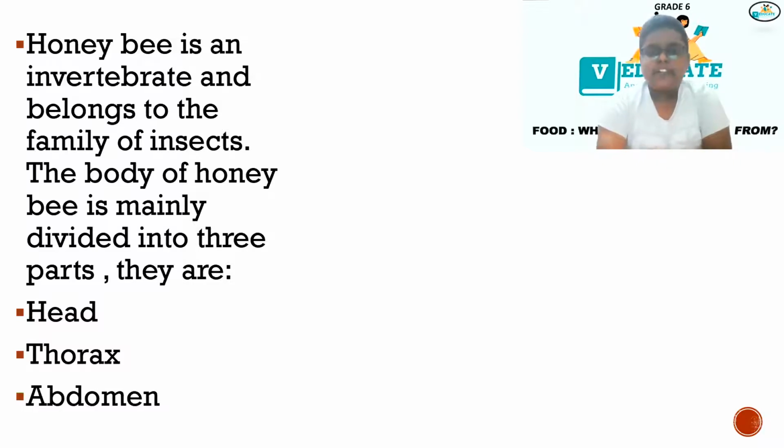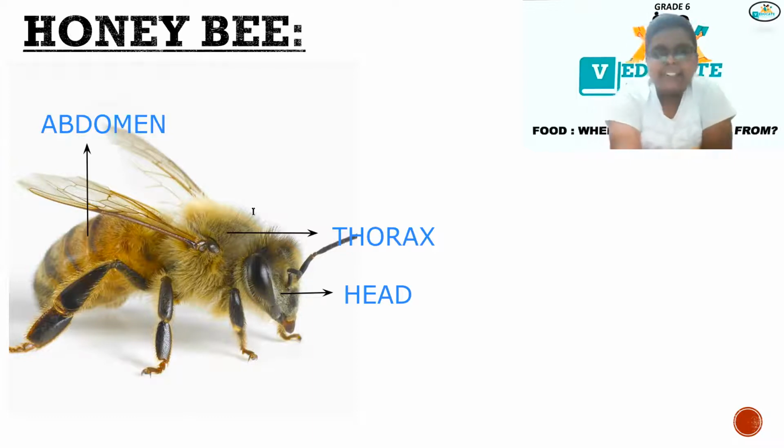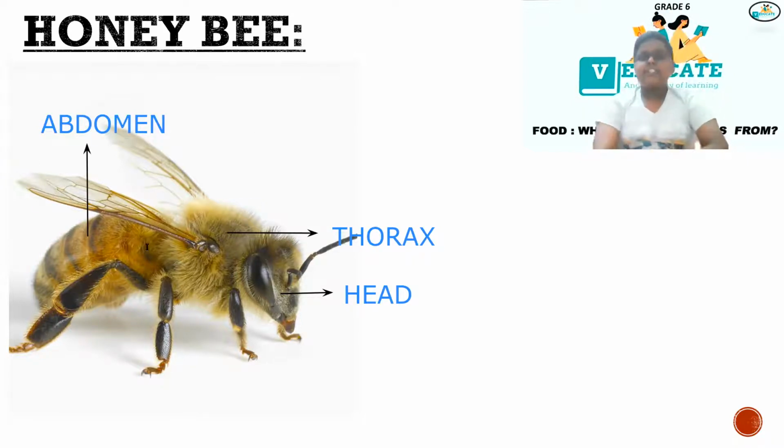So let's see the picture of the honeybee. This is the picture of a honeybee. The front part is the head. After the head, there is a part with some hair-like structures, called the thorax. Here at the last, it's like a balloon, and it's called the abdomen. So these are the labelings in the picture of a honeybee.